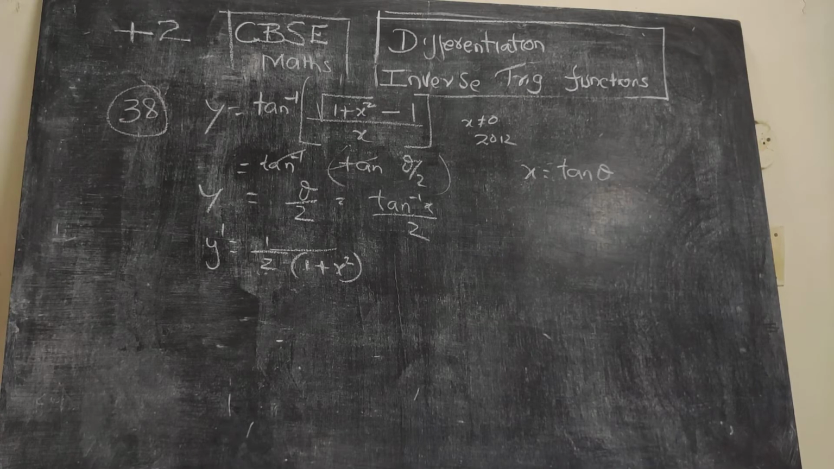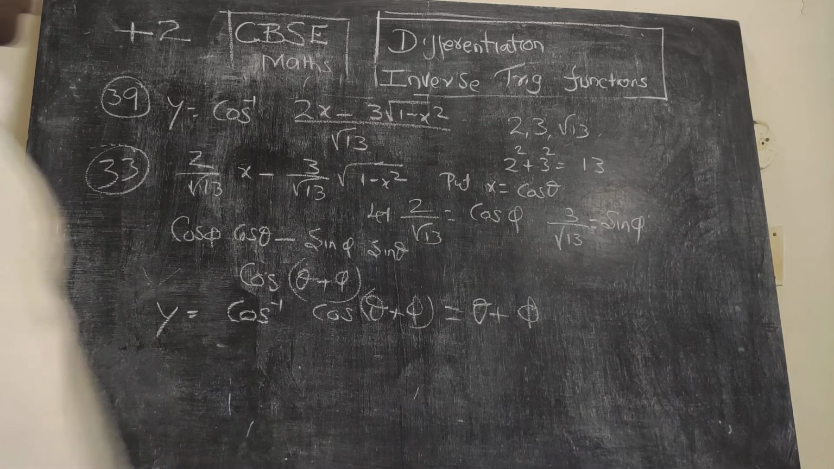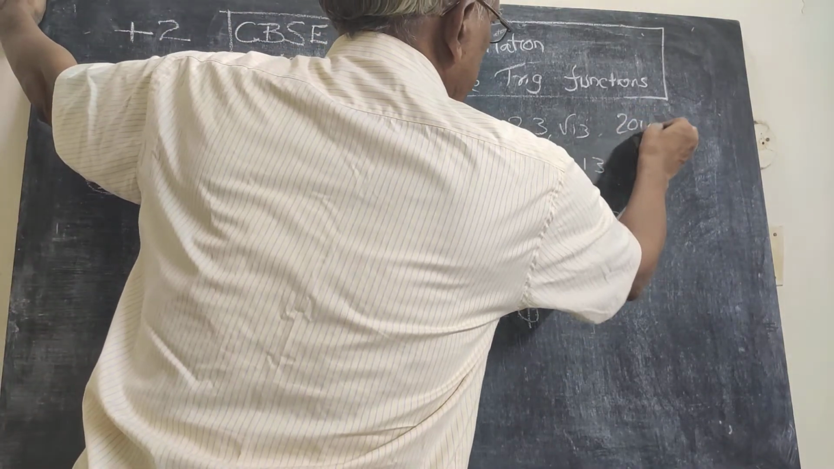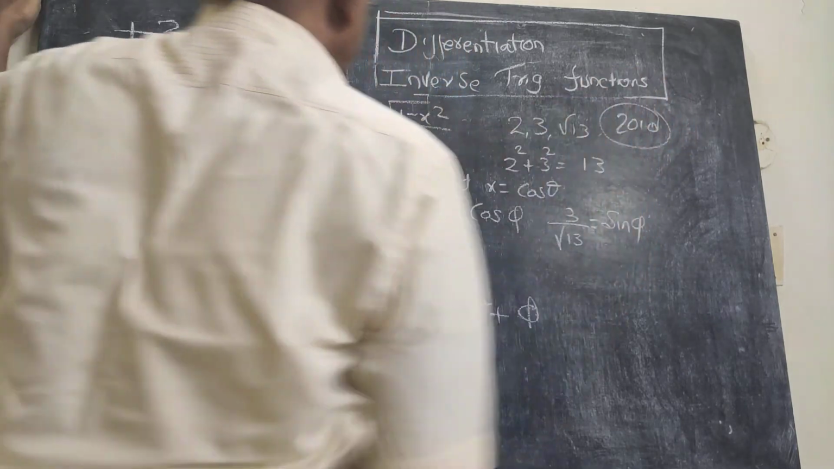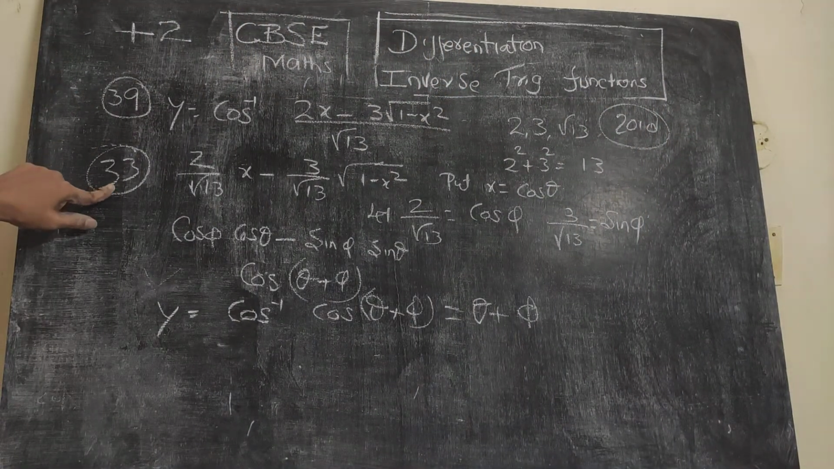Now we'll go to the next problem. Question number 39: cos inverse of (2x divided by root 13 minus 3 times root of 1 minus x square divided by root 13), asked in 2010. In the earlier videos, question number 33 is also a similar type. Question number 33, it was sin inverse of something.